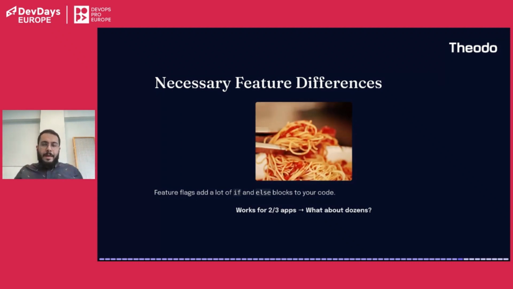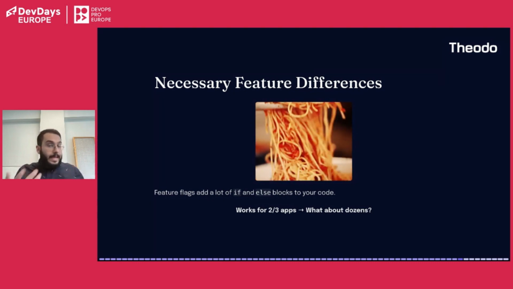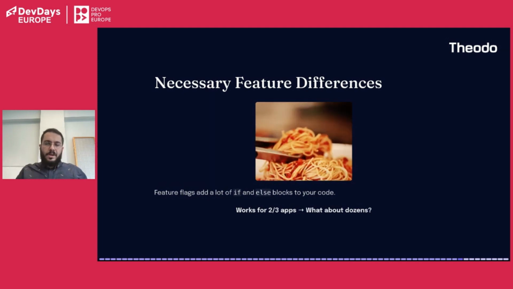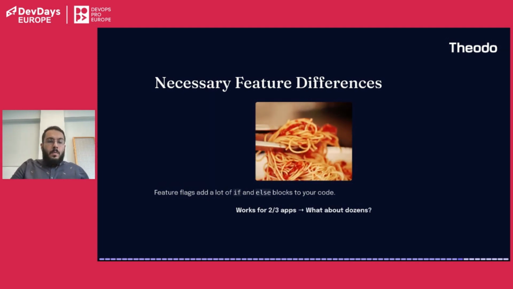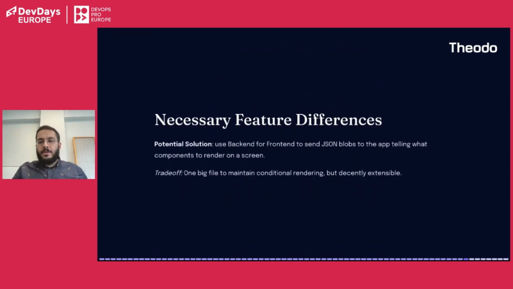Maybe that's fine for 2 apps if you have a lot of if-else blocks in your code. What about dozens? What about the 60 apps that we're going to need to eventually support for our client? We need a more extensible solution. One of the ways that we approached this was we looked at using that backend for front end that we defined to handle the component rendering to some degree. What do we mean by that? When we have a layout of, let's say, a home screen, could we just send a JSON blob that defines what components should get rendered into a screen?